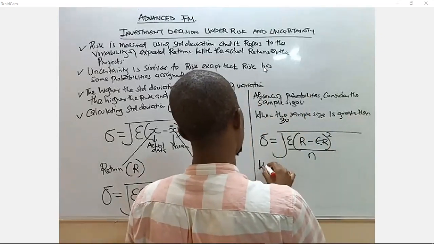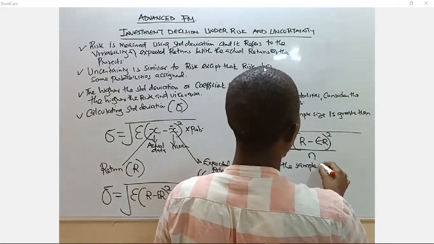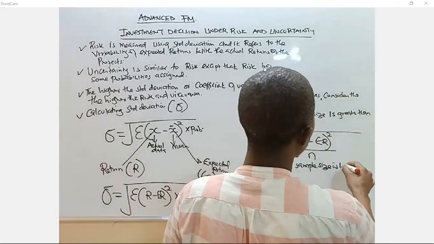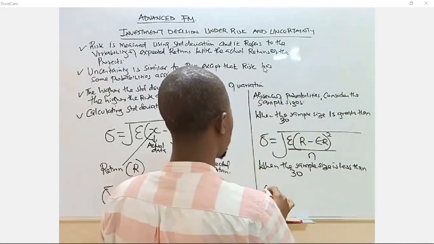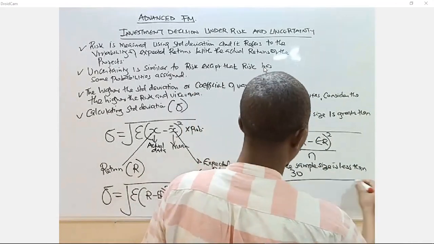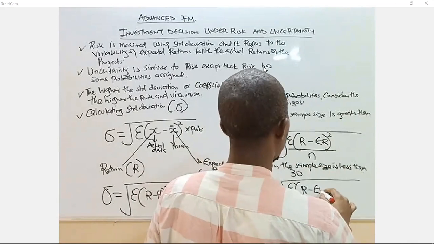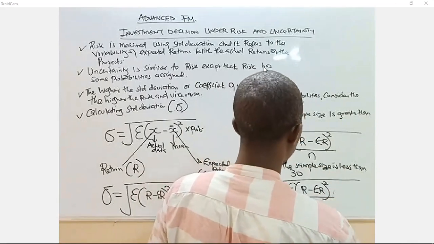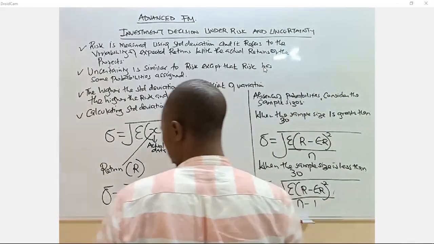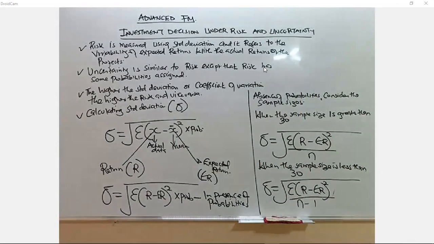But when the sample size is less than 30, how am I going to be getting my standard deviation? I say very simple. Just take the root of the summation of our return minus expected return squared. Then we divide by n minus 1, just like that, n minus 1.